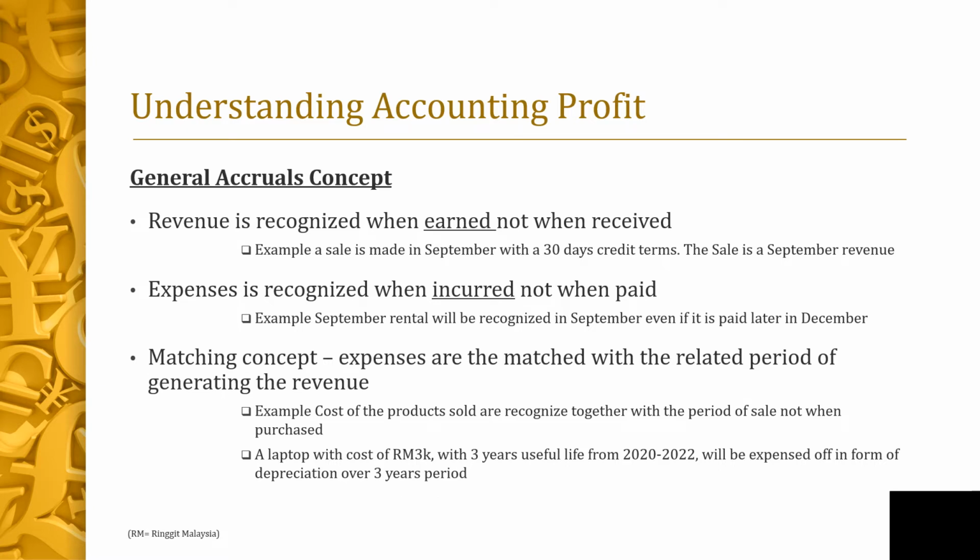And the third important one is the matching concept, which says expenses are matched with the related period of generating the revenue. An example of this will be the cost of your product for sale. Let's say you purchased 3 units of power bank in September and you sold only 1 unit in December. The cost of the 1 unit of power bank is recorded as expense in December together with the sale. The remaining 2 units will be sitting as your stock or inventory until you sell them.